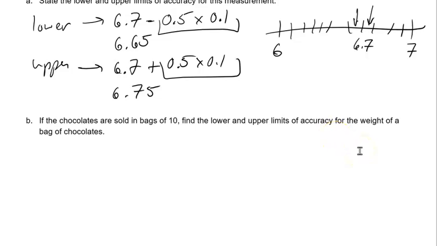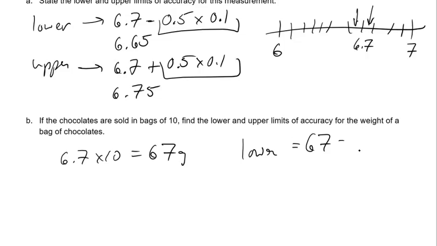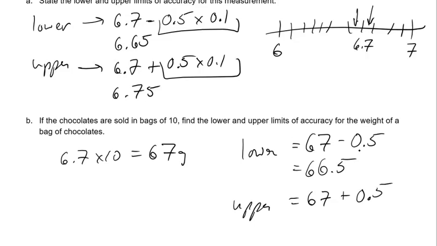If the chocolate's just sold in bags of 10, this makes it a lot easier. So we find the lower and upper limits. We have 6.7 times 10 equals 67. So now we have 67 grams to deal with, which is a whole lot easier. So our lower limit is going to be equal to 67 minus 0.5 because we're dealing in whole grams, which gives us 66.5. And our upper limit is equal to 67 plus half of whatever our smallest unit is, which gives us 67.5 grams.